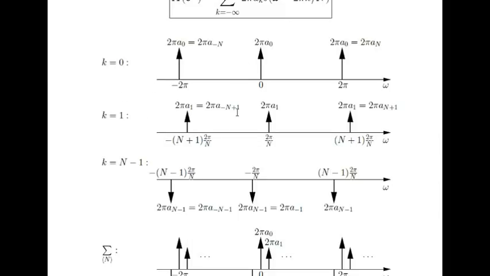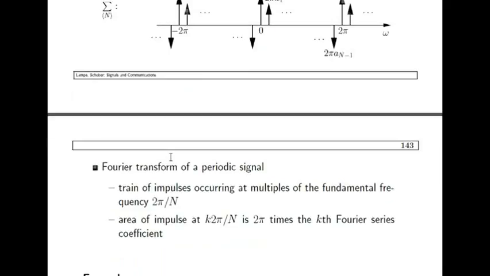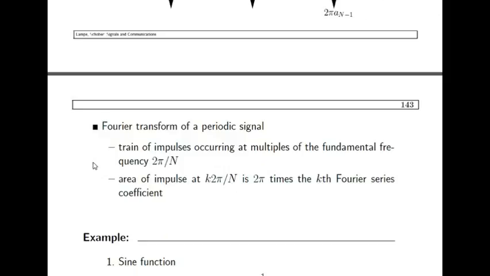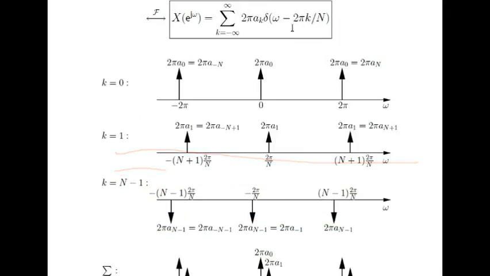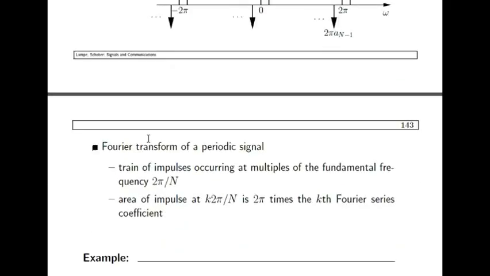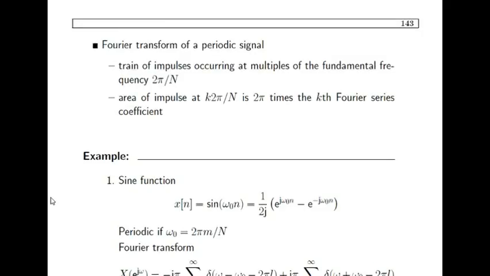So what is the Fourier transform of any periodic signal? It is a train of impulses occurring at multiples of the fundamental frequency 2π/N. This is because we are taking the frequency ω − 2πk/N, where k is an integer. The area of the impulse at k 2π/N is 2π times the kth Fourier series coefficient. These are the two observations for the Fourier transform of a periodic signal. Now let's see some more examples. The first one is the sine function.